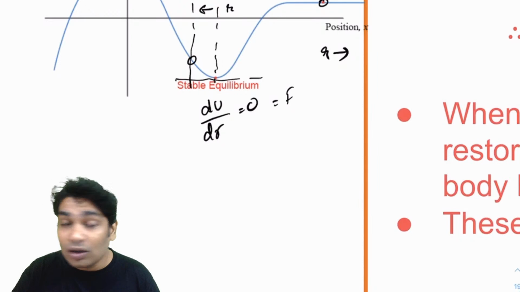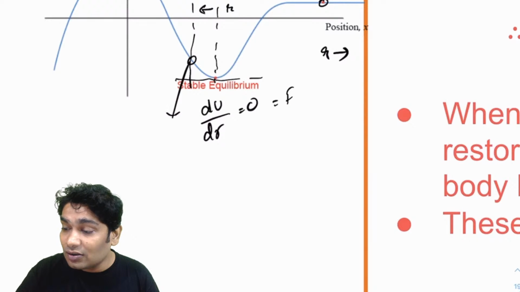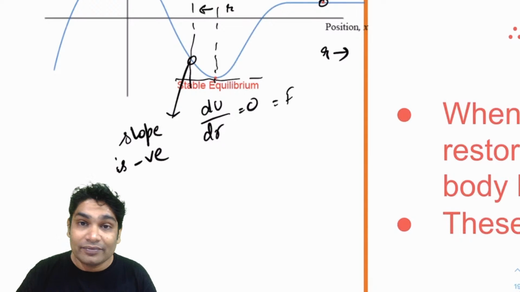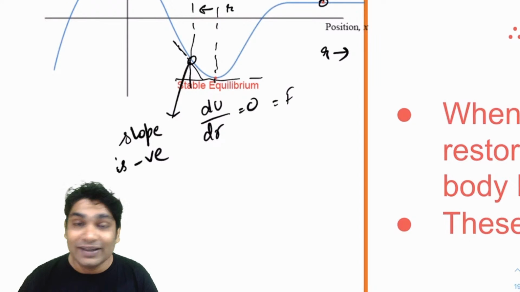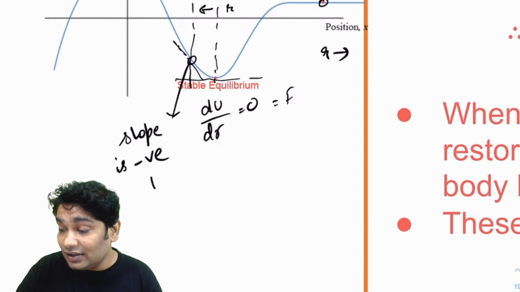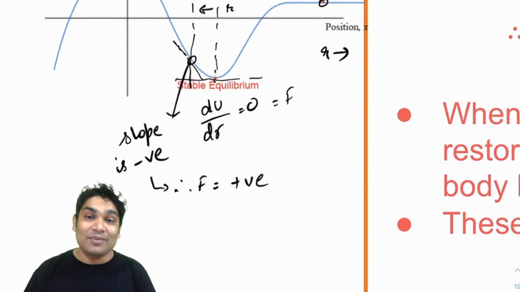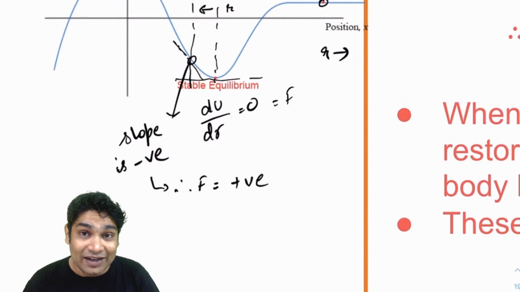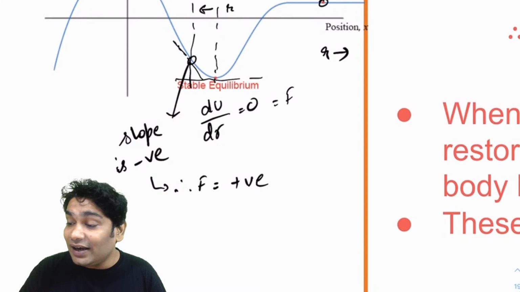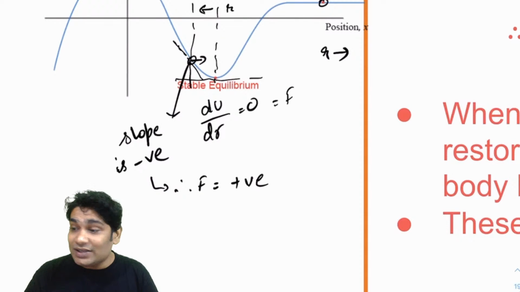See, when it reaches here, what is the slope of the graph? You will realize here the slope is negative. Slope here I can see clearly is negative. The tangent is like this. Therefore, what can I say about the force? F would be positive because force is minus times slope. So if at any point on this graph the slope is negative, the force acting would be positive. Positive force meaning it will act in the forward direction. So it will push the particle back towards r.